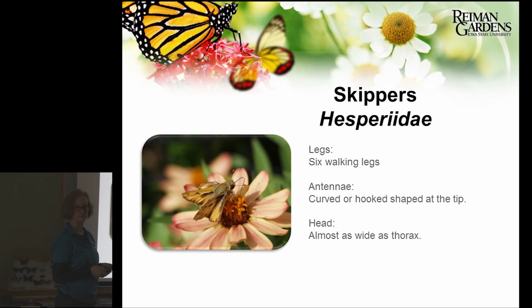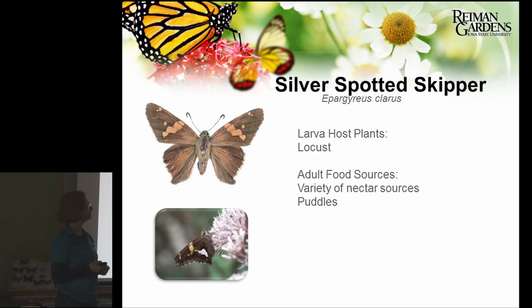And one of the skippers that you have to learn the first year is the silver spotted skipper. So this is one of the larger species of skippers. You can see up here on the antennas, they are very predominantly hooked on the tips. These guys use locust for their host plant, and they like to nectar on a variety of different flowers that are in the garden. Very distinctive with this big silvery white patch on the underside of their hind wing.